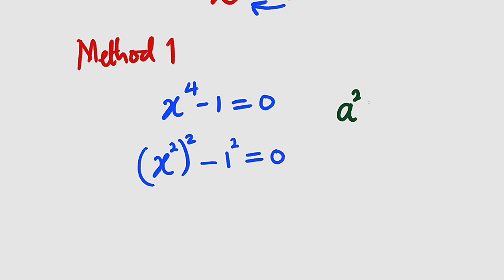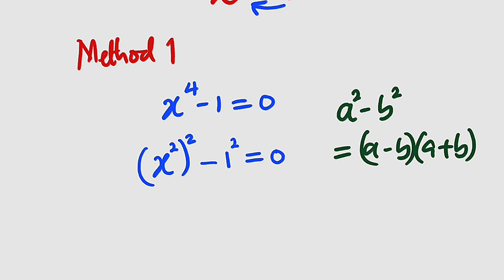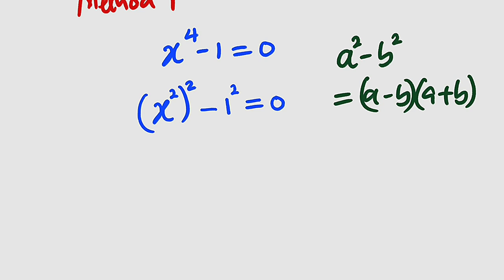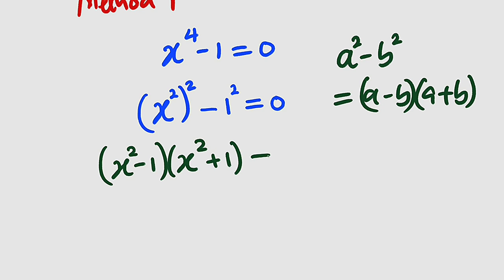If I have a squared minus b squared, this is the same thing as (a minus b) multiplied by (a plus b), right? So we are going to apply the same principle here, for which x squared is our a and 1 here is our b. So we have (x squared minus 1) multiplied by (x squared plus 1). This is equal to 0.